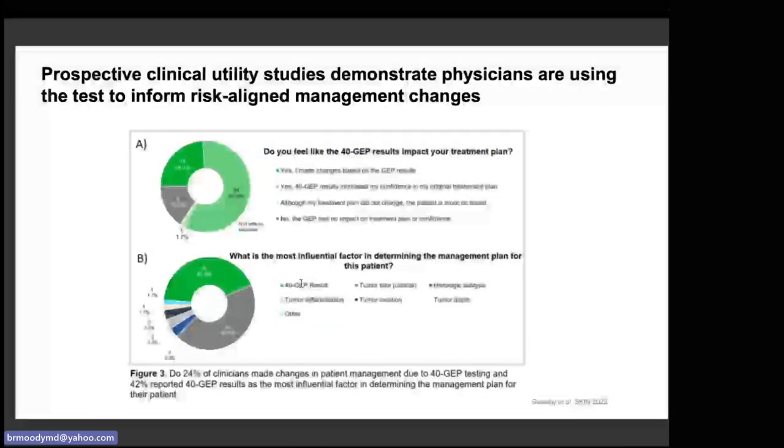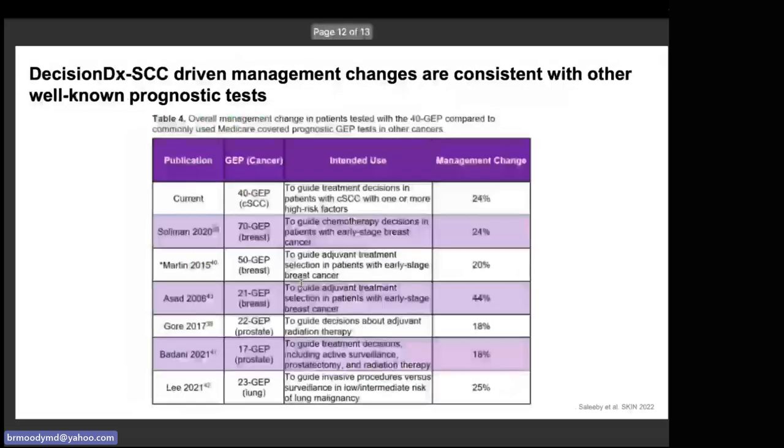I don't know if this one was mentioned. This is not one that Dr. Farberg mentioned: Dr. Salibi's paper showed that among people using GEP, it's one of the more important things they're relying on. And I would say that's the case in my practice as well. Looking at this test compared to other approved tests, as far as management change, it's right up there. The 40-GEP influences management about 24% of the time, or 1 in 4, from this Salibi paper. And that's very consistent with other disease states where this test is covered.